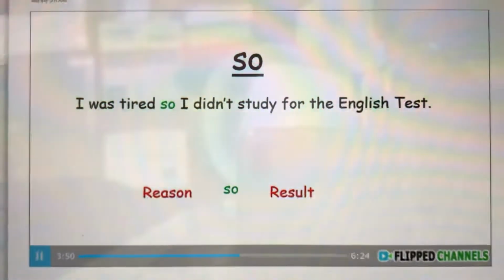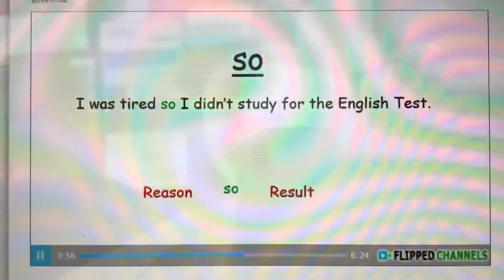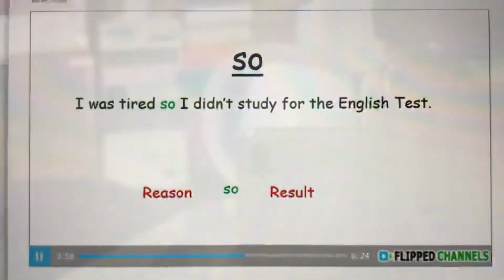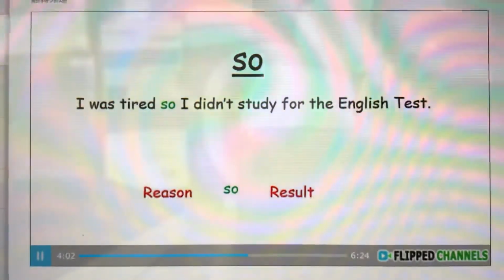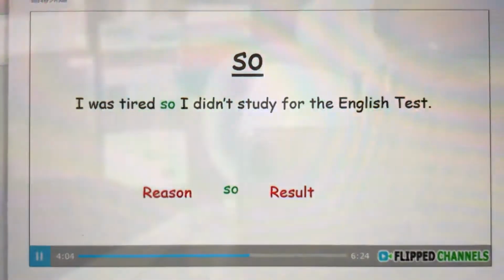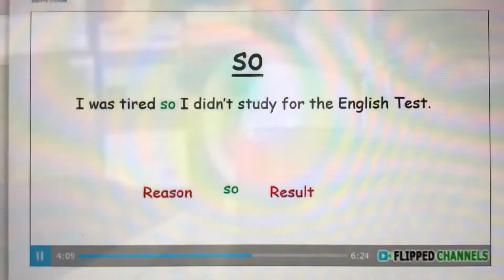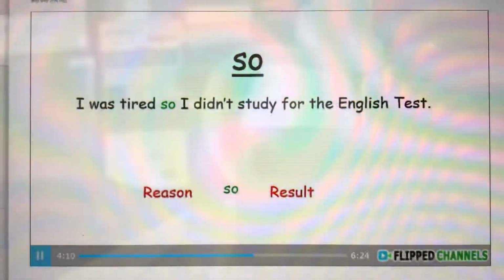To put it simply, when we use the conjunction so in a sentence, the reason always comes first and the result always comes second. Again, if we switch the parts around and say, I didn't study for the English test, so I was tired, then the sentence simply won't make any sense at all.